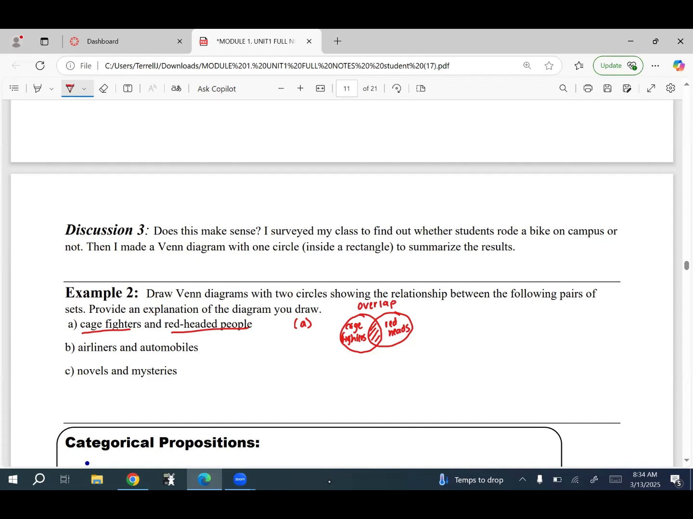Okay, and then airliners is one set and automobiles. So here, airliners and automobiles are completely different. There is no overlap between the two. You can't have an airliner, like a plane, that is also an automobile. They are disjoint. It's not a subset. One is not a subset of the other. They're not equal. So this is a case where we have 2 sets, airliner and automobile, and these are disjoint.